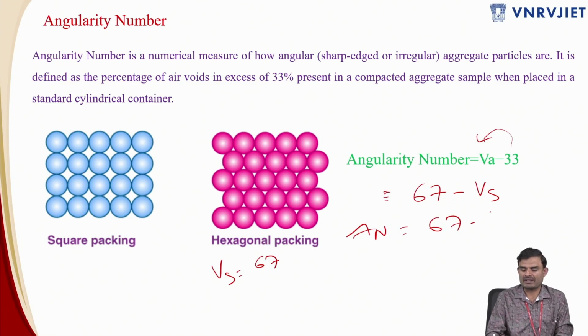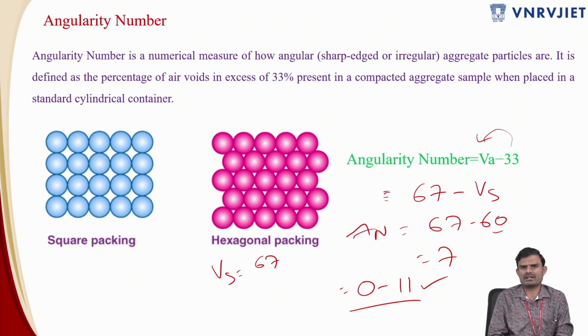For example, 67 minus 60. Upon introducing angular particles, my air voids have increased, therefore my solids volume has decreased from 67 to 60. So your angularity number is 7. The limit for the angularity number ranges from 0 to 11. If your angularity number crosses 11, then that is an indication of a higher contribution of flakiness and elongation index.